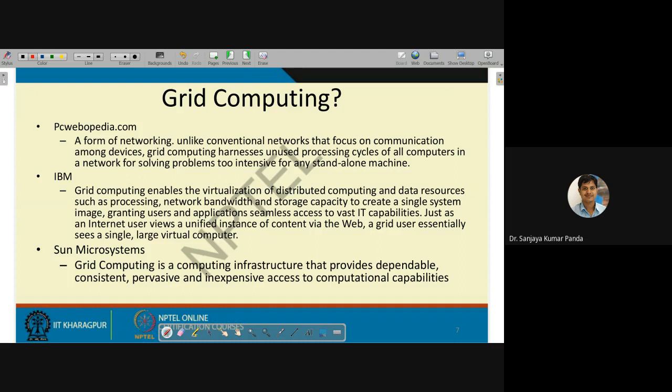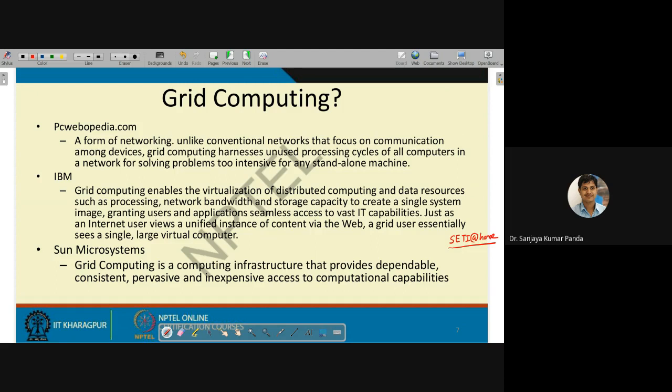Consistent means, from one organization to another organization, there are a number of users who can join. In a particular project, a number of people are joining and a number of people are leaving at any point of time. One of the popular projects of this kind is called SETI at home. You can note this down and search for it. It stands for Search for Extraterrestrial Intelligence.